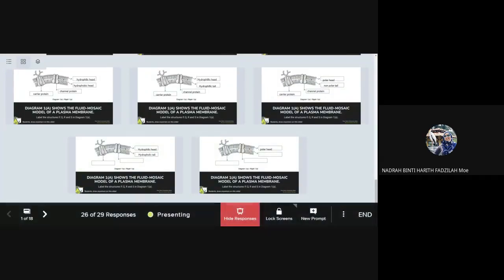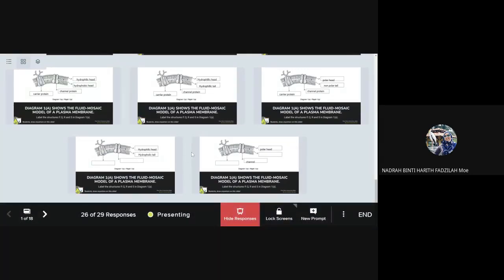Alright. Okay, most of you got it right. Okay, at the center of R is channel atau pore. So some references mention it as pore protein. Okay. So I give you around 30 seconds to update the slide.